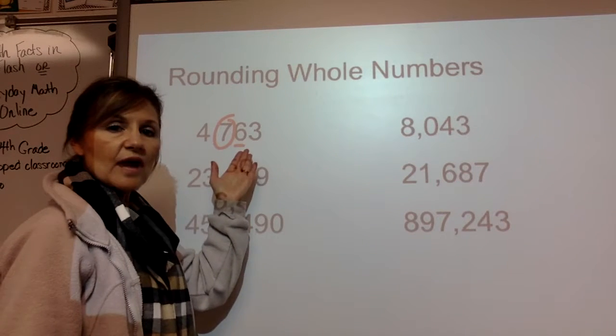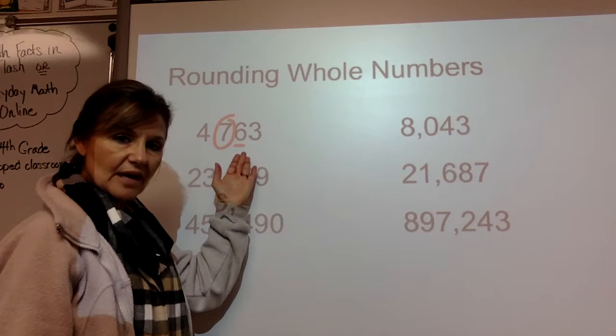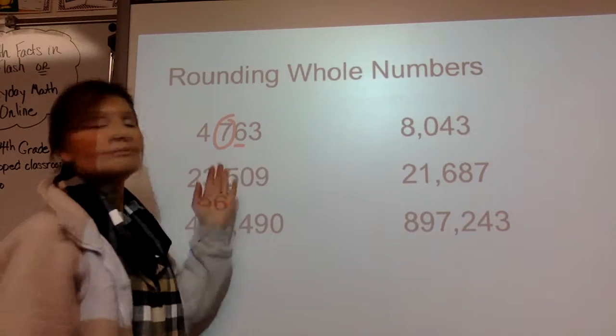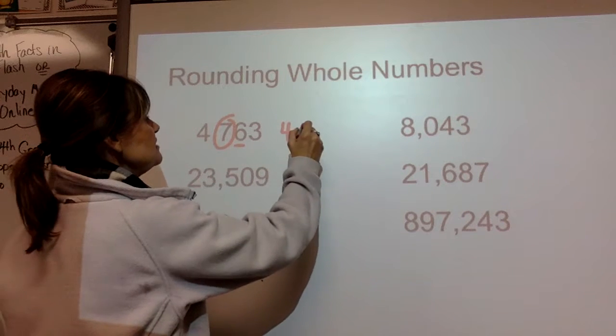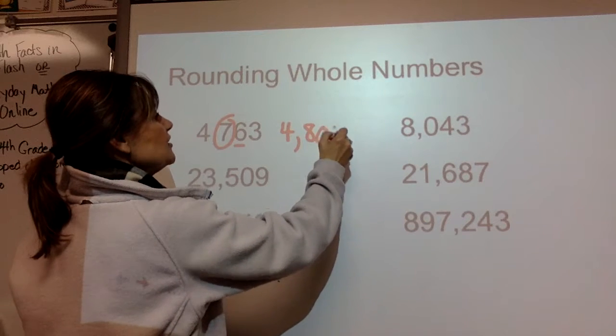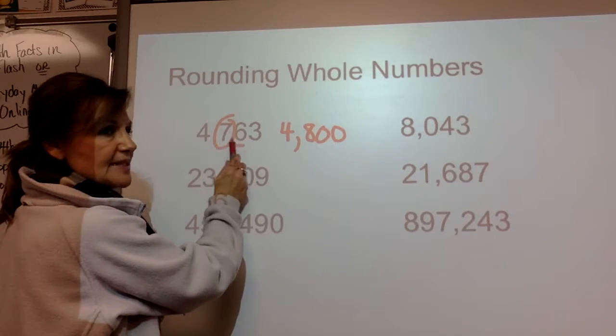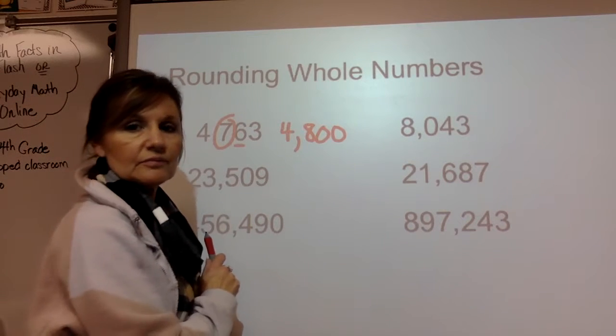If it's 5 or higher, I know I change my 7 to an 8. But if it's less than 5, I have to keep it at a 7. My new number is going to be 4,800. I had to change my 7 to an 8 because my 6 is higher than 5.